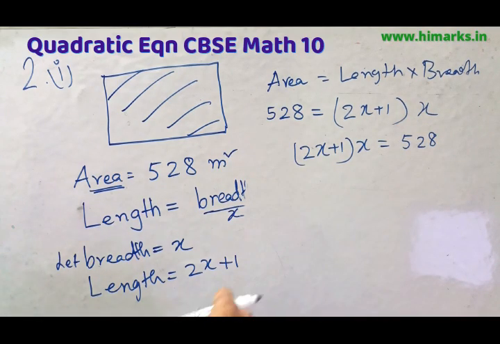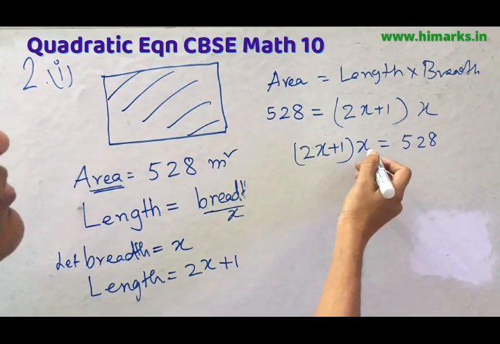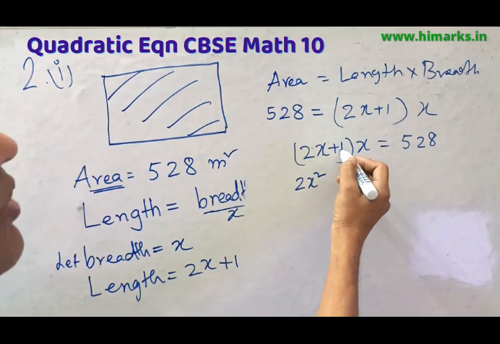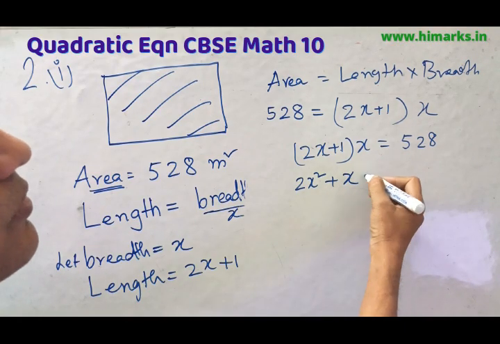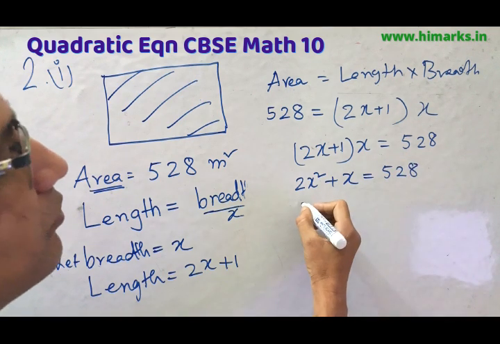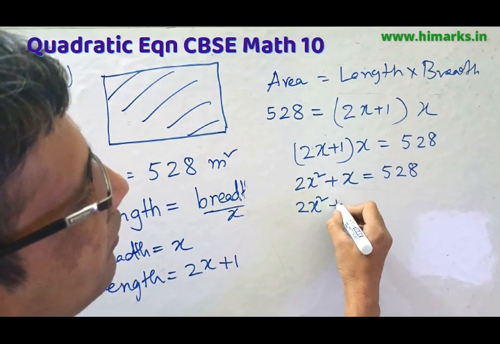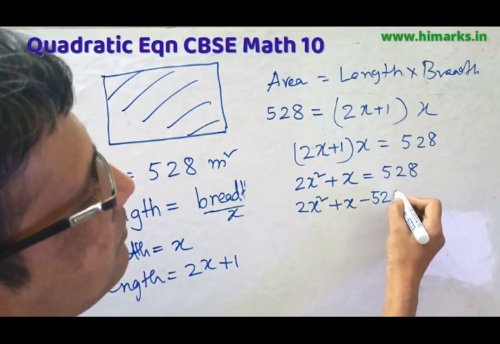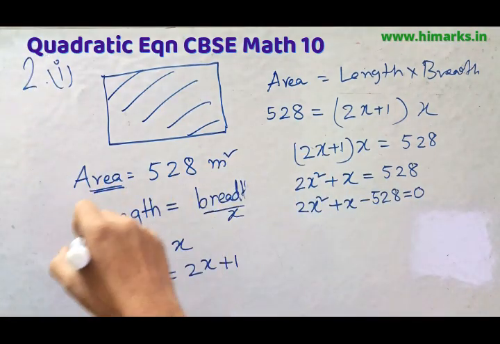Okay, now you see that this became a quadratic equation. So now I have to simplify. 2x into x is 2x square, and plus 1 into x is plus x, equal to 528. Now, 2x square plus x minus 528 is equal to 0. This is a quadratic equation.